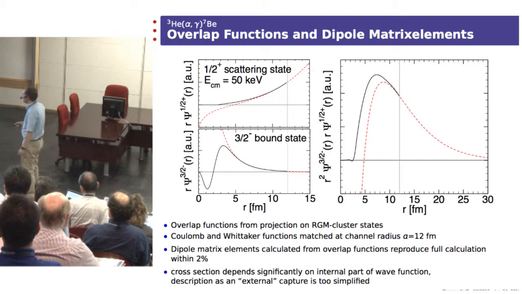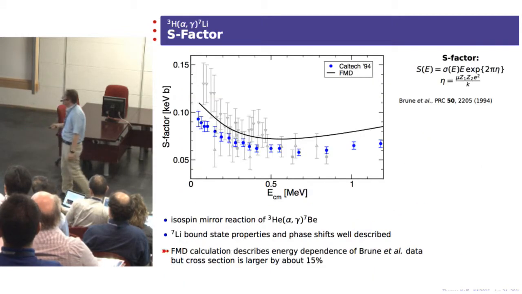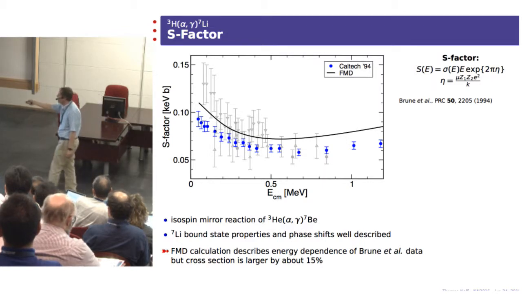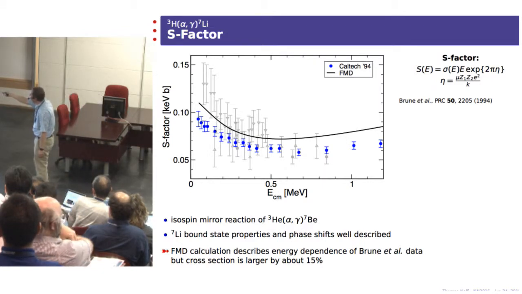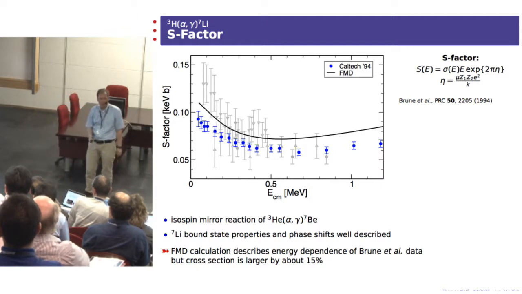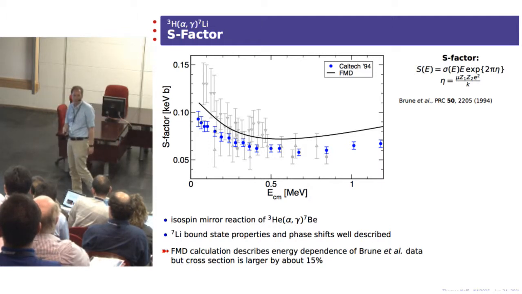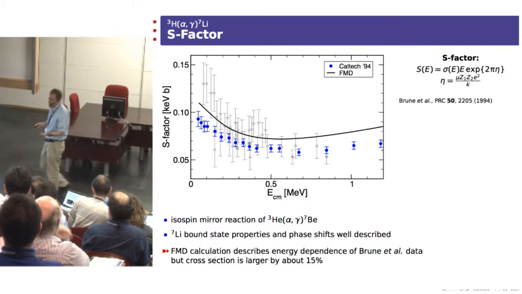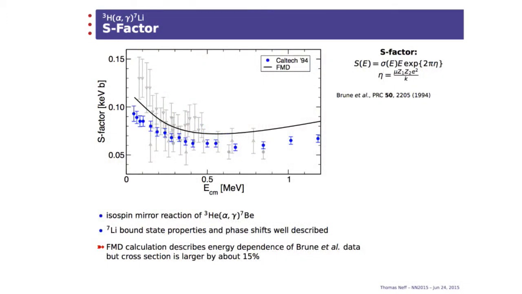Okay. Interesting fact is, if you look at the mirror system, so this is the triton alpha gamma, the calculation agrees perfectly with the energy dependence of this data, the Pruny data, but the normalization is off by 15%, and now the question is, is it experiment or... From the theory, if the calculation works for the helium-3 alpha gamma, it should also work for triton alpha gamma. So my guess would be there's some issue with the data, but... Triton is not a very popular target or projectile in the experimental community.